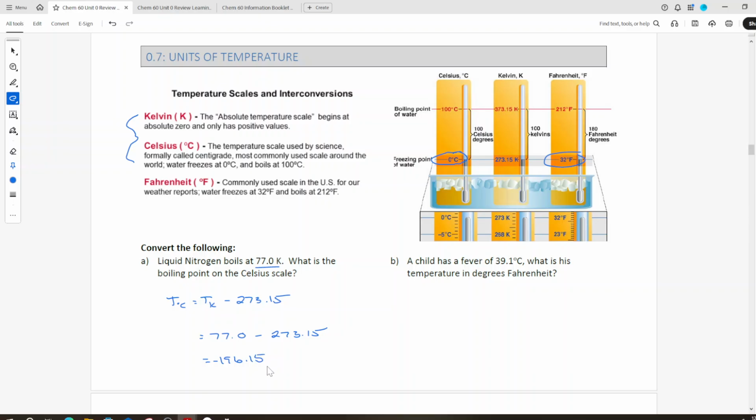196.15 degrees Celsius. But we just learned all about maintaining sig figs and precision in calculations. For this one, I'm subtracting, and so I am going to maintain my precision. My temperature is to 1 decimal place. My conversion I don't really need to factor in, so I'm just going to answer to 1 decimal place, and I'm going to say that this is negative 196.2 degrees Celsius.